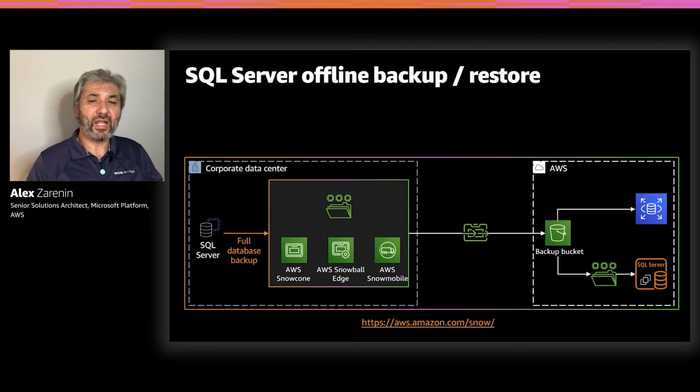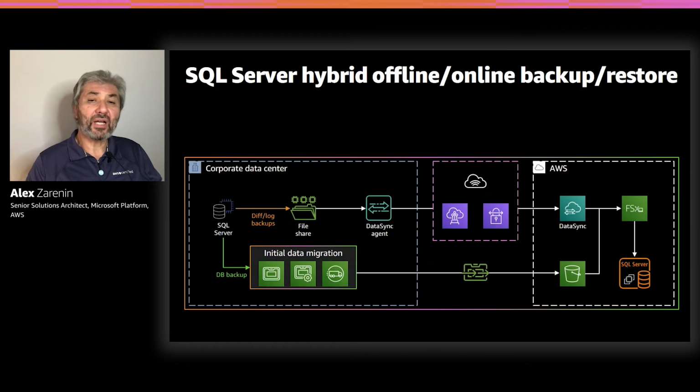But what if you cannot suspend operations of your on-premises SQL Server while you are waiting for the Snow device to reach AWS, backups to be uploaded to the S3 bucket, and then restored to the target SQL Server platform? To address this issue, you may implement a hybrid solution with the initial backup transferred over the Snow device and subsequent changes transferred in the form of differential and transaction log backups using some online solution like AWS Data Sync. After the initial backup reaches AWS and is restored to your target platform, your target SQL Server can catch up by restoring subsequent backups and be kept in sync with the production database with regular transaction log restores.